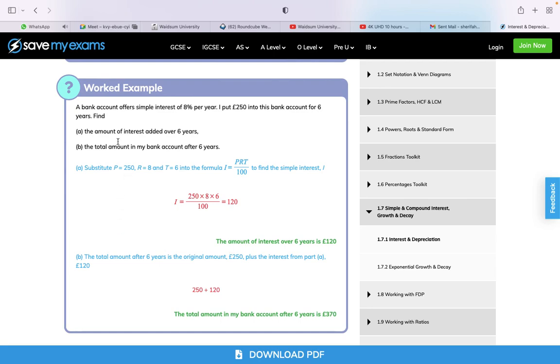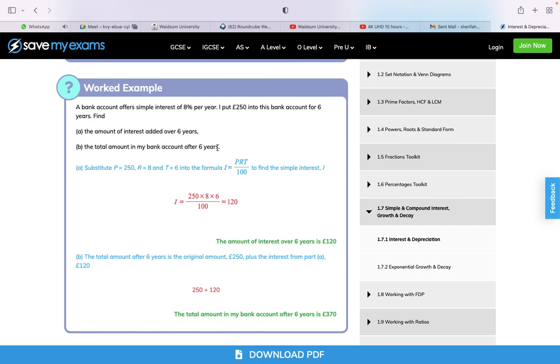We say a bank account offers a simple interest of 8% per annum, per year. Per year means per annum anyway. So the bank is going to give you a simple interest rate of 8% per year, right? I put £250 into this bank account for 6 years. Find A, the amount of interest added over 6 years. B, the total amount in the bank account after 6 years.